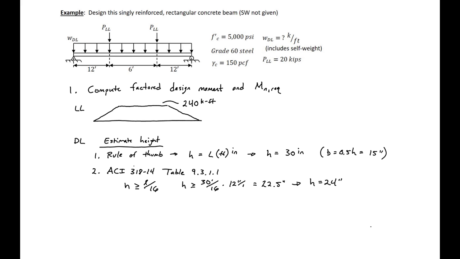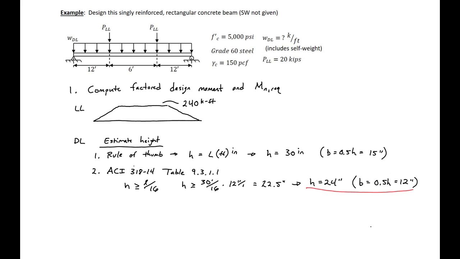2 inches. And then we can find our b equal to 0.5h, which is equal to 12 inches. Now for this example, we'll use the second approximation to see if we can get a smaller, shallower section.